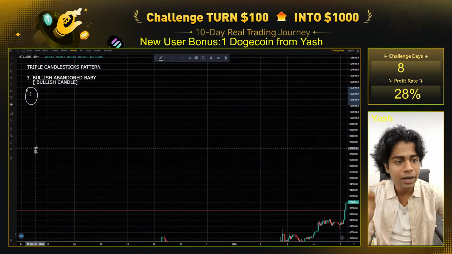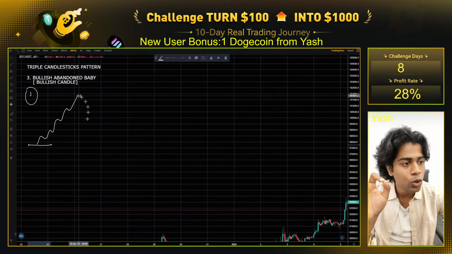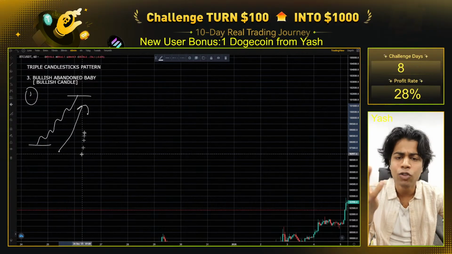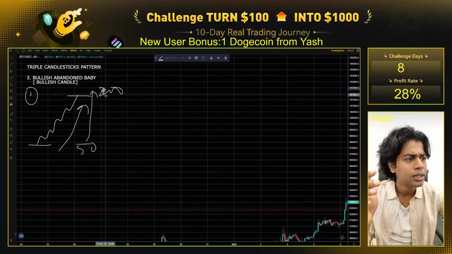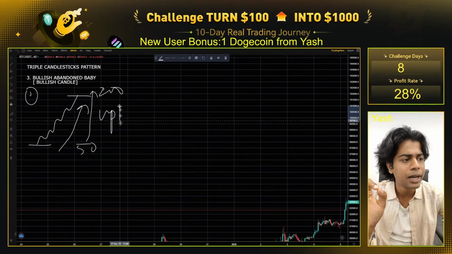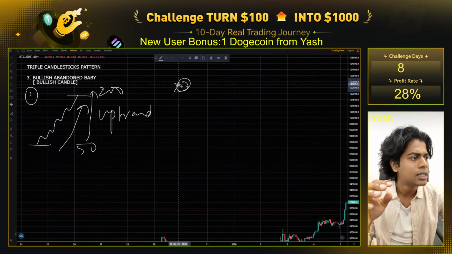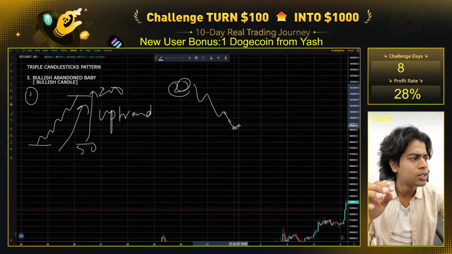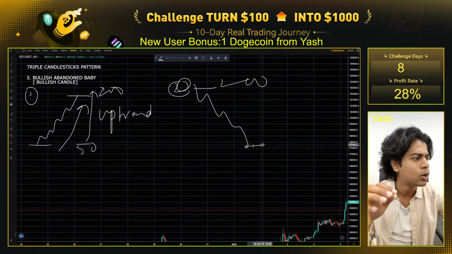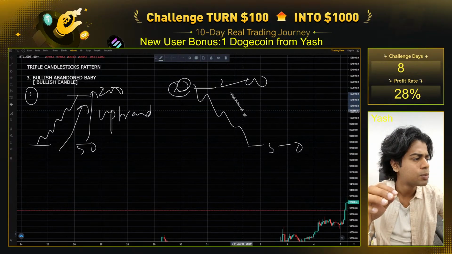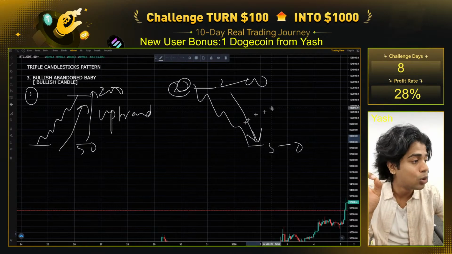One concept, uptrend. Market uptrend means what? The market is going above. The price is traveling from a low price to a high price. For example, from 50 the market is going up to 200. This is called an uptrend in the market. The second thing is downtrend, which will move like this. From a higher price of 200, the market will go down to 50. This price is moving down. This is called a downtrend.